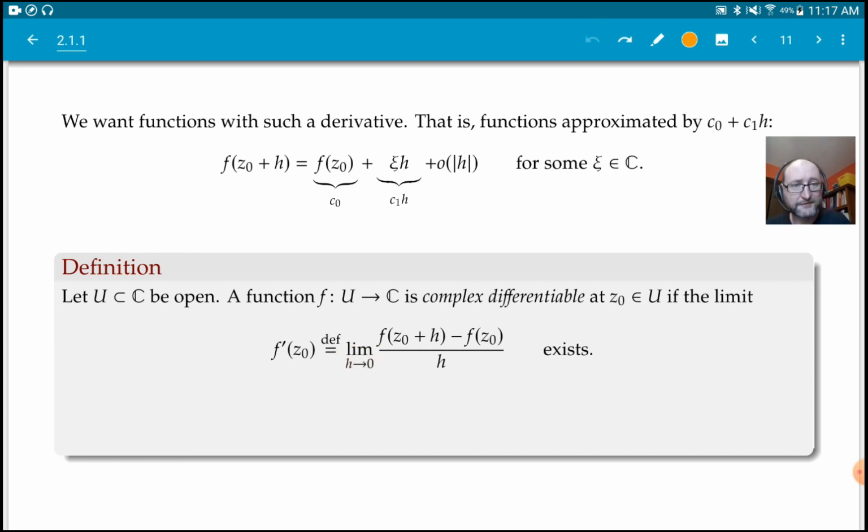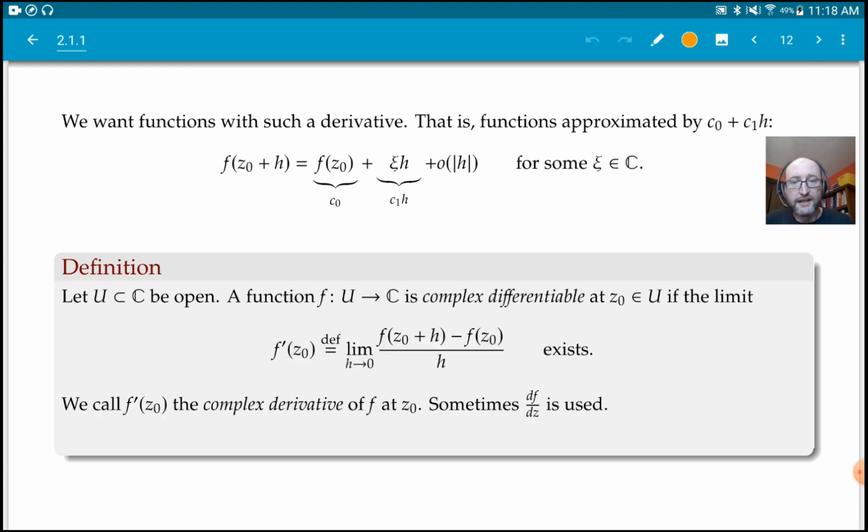We're going to see the relation to real differentiability. I mean, it's a function of the form R2 to R2, so the real differentiability is not as simple as a difference quotient. All right, so it's complex differentiable if this limit exists, and we call this the complex derivative of f at z0.